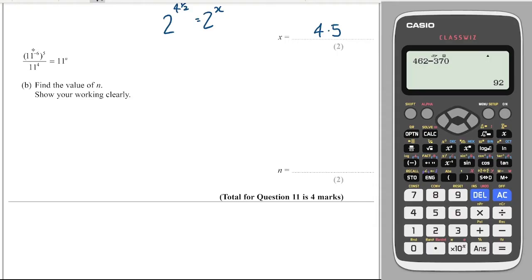When we've got these brackets here, the exponents multiply together. So I get 11 to the minus 30 over 11 to the 4. And when we divide 11s, or anything the same, then the powers subtract. So that's minus 30 minus 4, which is 11 to the minus 34. So therefore n is minus 34.